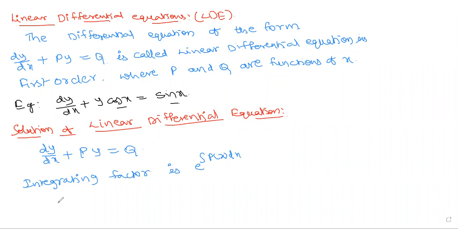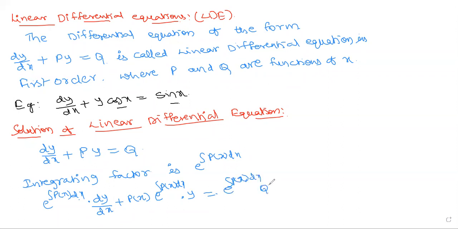If you multiply this value on both sides: e power integral p of x dx into dy by dx plus p of x into e power integral p of x dx into y is equals to q of x into e power integral p of x dx.